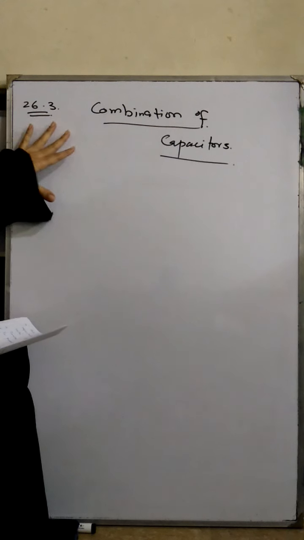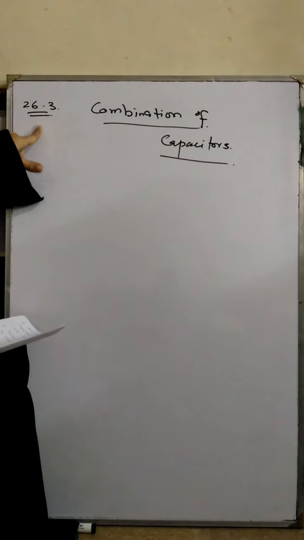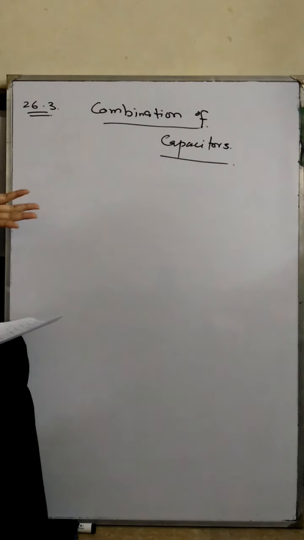Okay, now coming to the topic, that is Article 26.3, and it's about combination of capacitors in a circuit. किसी भी सर्किट में हमें according to our requirement we may require 1, 2, 3 or more than this number of capacitors in a circuit. So for that we may arrange the capacitors in series or maybe in parallel, whatever the requirement is.